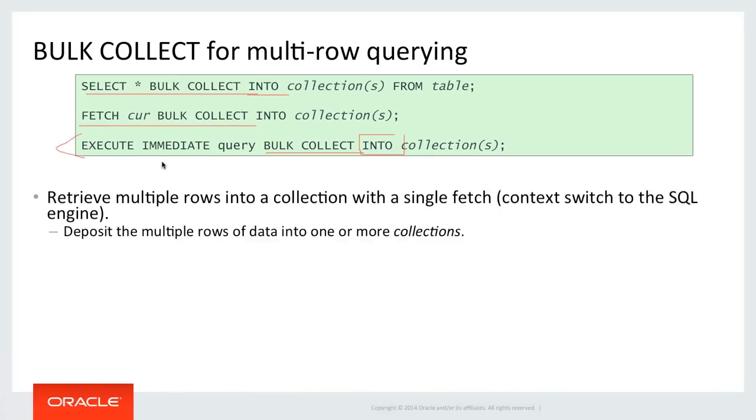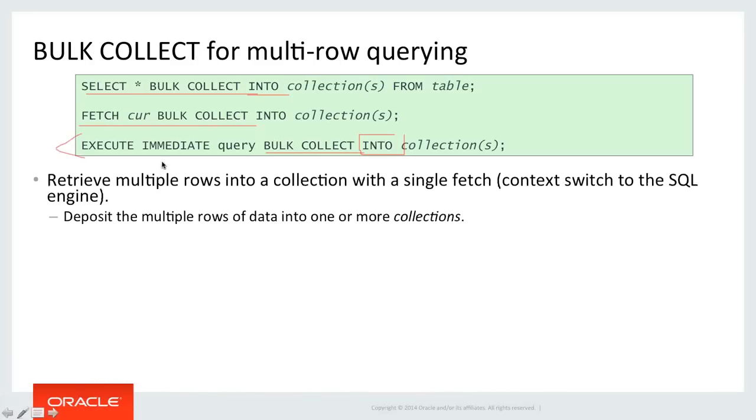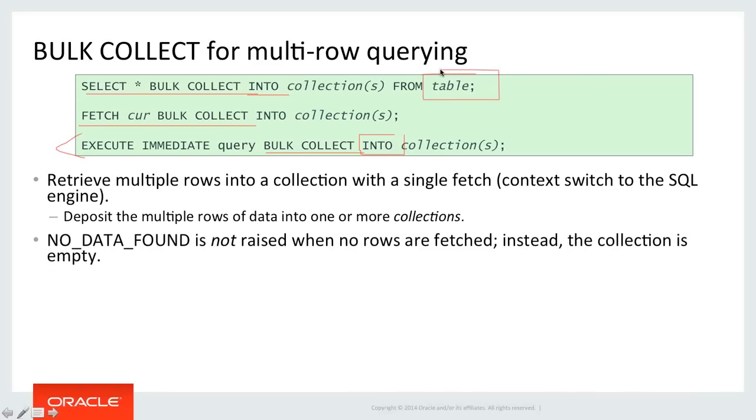Just put bulk collect in front of it, and then you can populate 1 or more collections directly from all the rows identified by that result set. And of course, it's not just a table. It could be a view, a join, whatever. Note that no data found is not raised when no rows are fetched. It's kind of like doing a group function. It'll simply leave the collection empty.